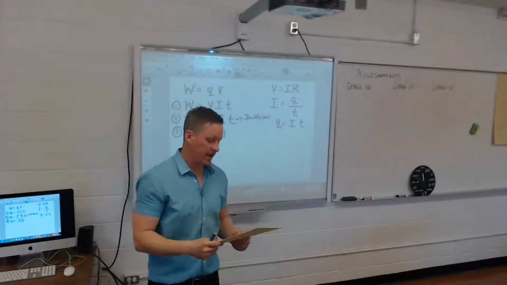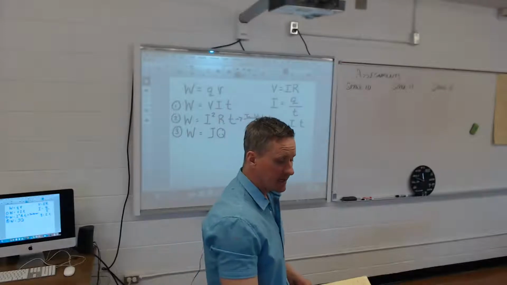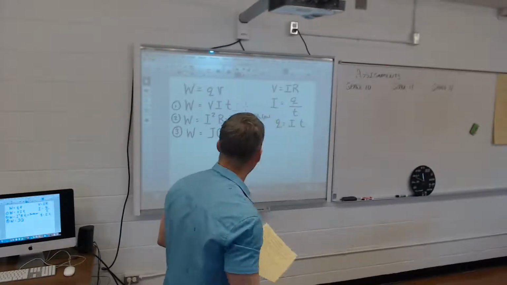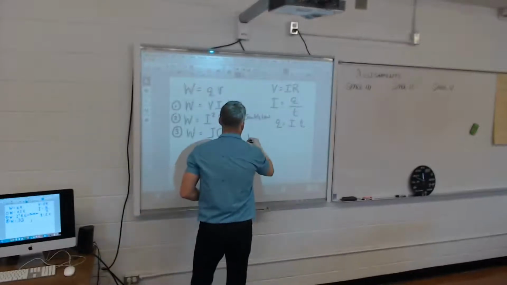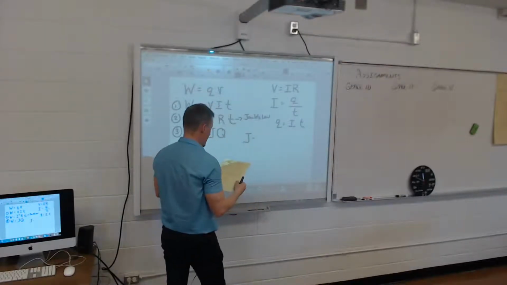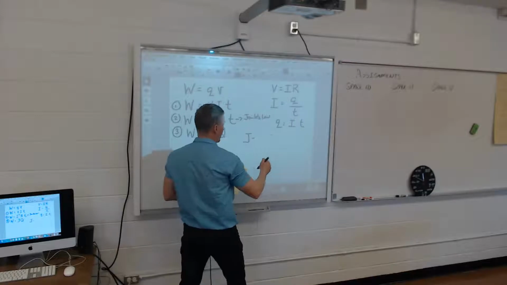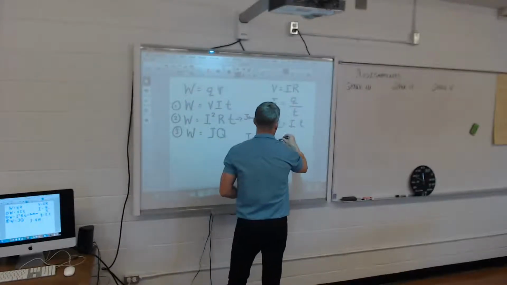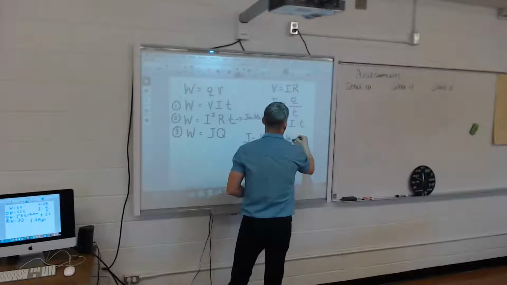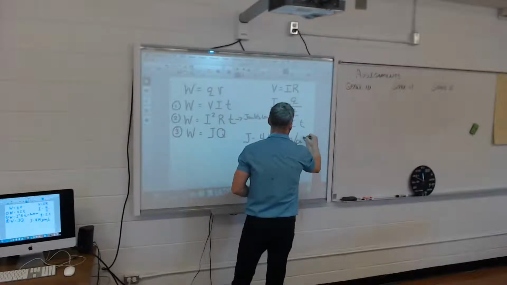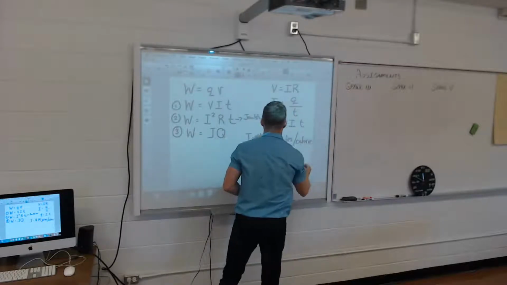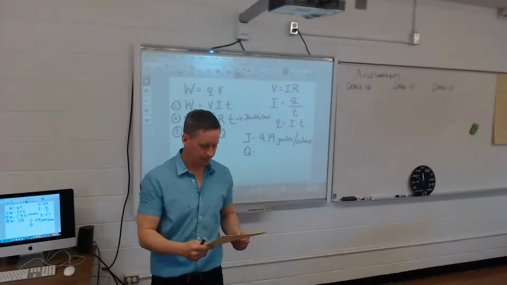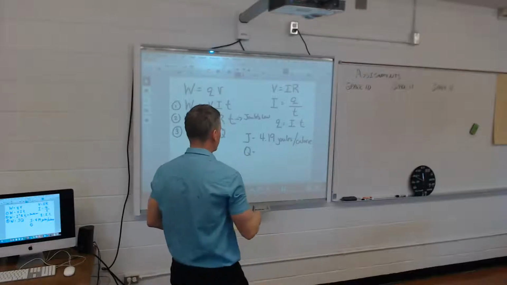Work is equal to J times Q. Now this is a capital Q. This is not charge anymore. J is a constant, Joule's constant, 4.19 joules per calorie of heat. So that doesn't change.